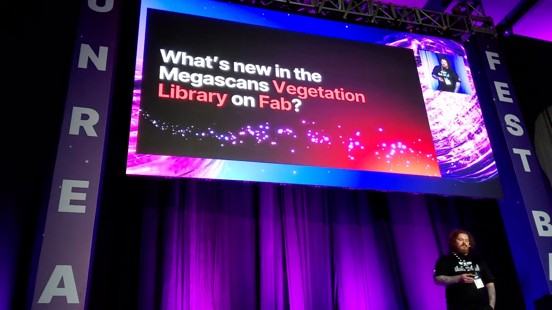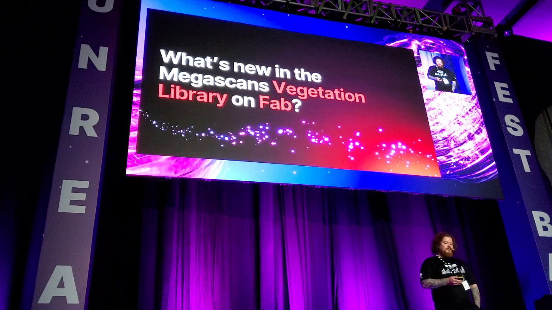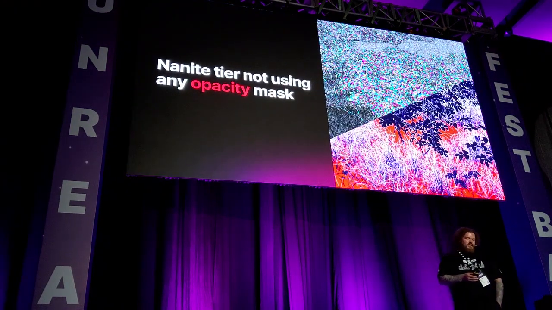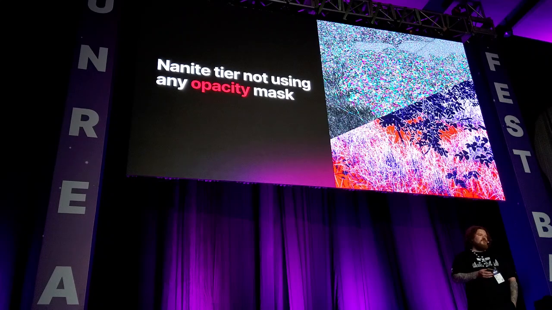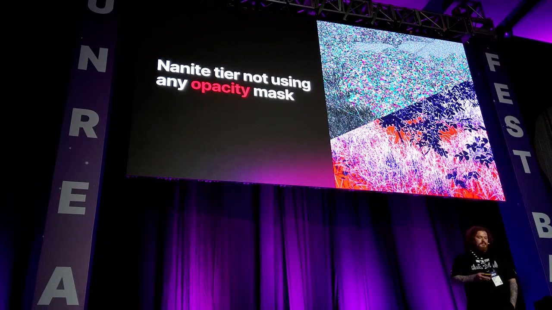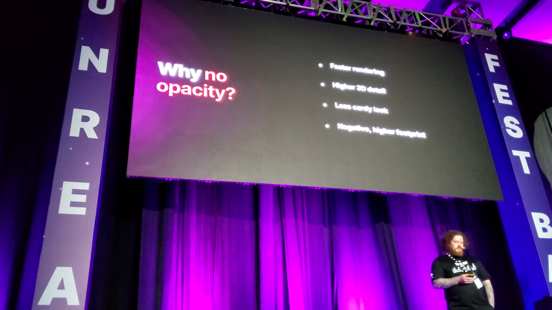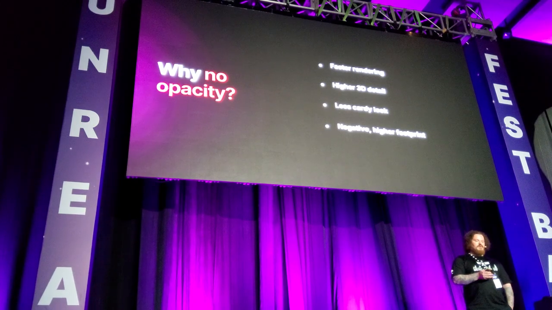Which brings us to what is new for the Megascans plant library on Fab. All plants now have a dedicated Nanite tier, which doesn't use any opacity masking. So it's all pure geo, basically. And why is this important for Nanite? It gives us faster rendering, as masked materials slow down Nanite quite a lot.